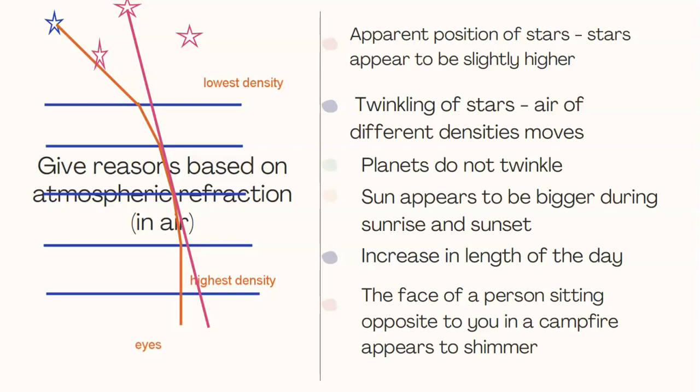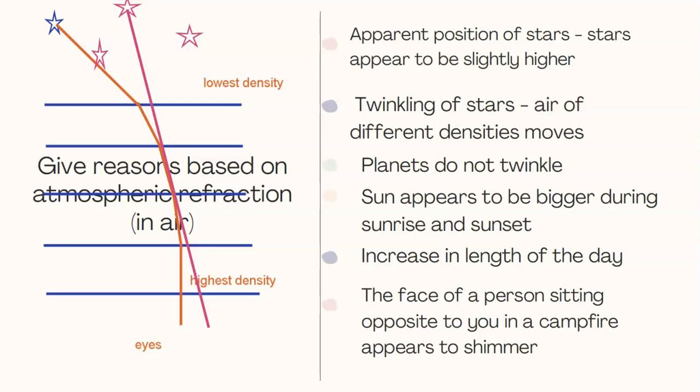Now, a big question: why do planets not twinkle? If stars are twinkling, then why are planets not twinkling? As compared to stars, planets are quite closer to us in the atmosphere. Not very, very close, but if we compare to the stars, stars are millions of light years away from us, while planets in the upper atmosphere are quite closer. In that case, the planet will never go out of line of sight for our eye. Since the planets never go out of line of sight, we never get the twinkling.